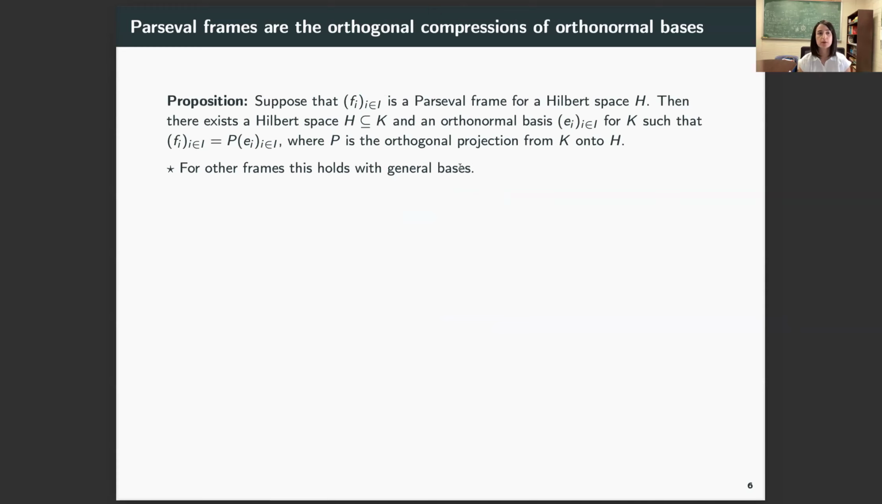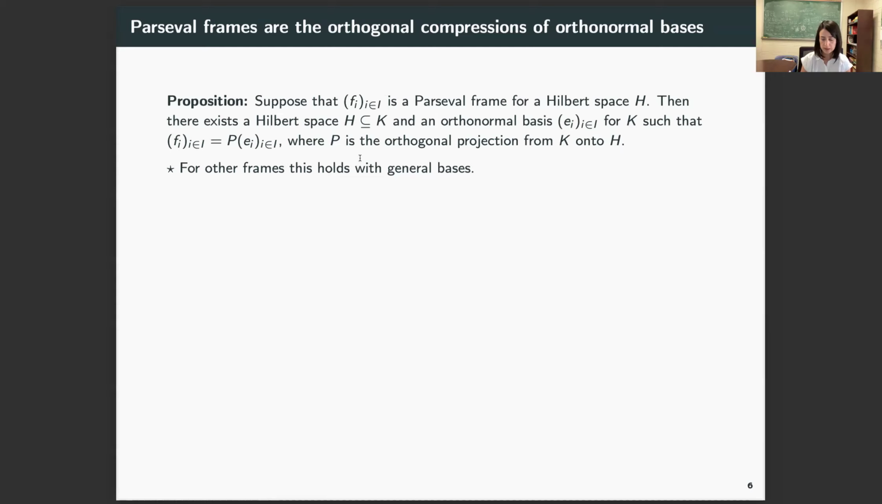There is a connection that I want to make here, which is the connection of Parseval frames with projections of orthonormal bases. The proposition says that if I start with two Hilbert spaces, H and K, and pick an orthonormal basis in the larger Hilbert space, and look at the orthogonal projections applied to these e_i onto K, then this is going to give me a Parseval frame.